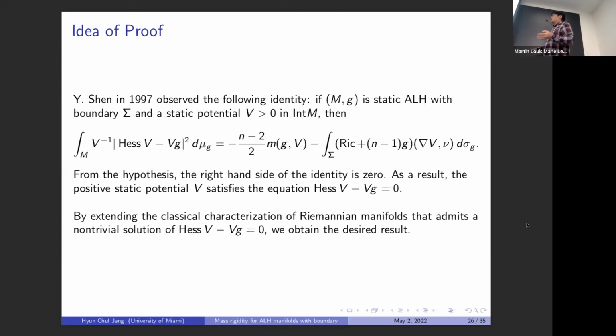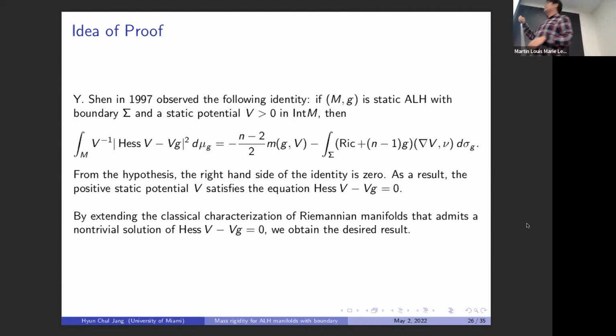There's a classical characterization of complete Riemannian manifolds that admit a non-trivial solution of this Hessian equation. So we extend that to the boundary case, and then it turns out we have the desired uniqueness.